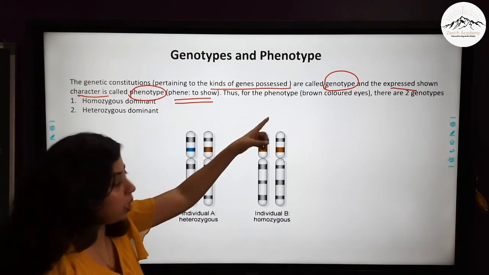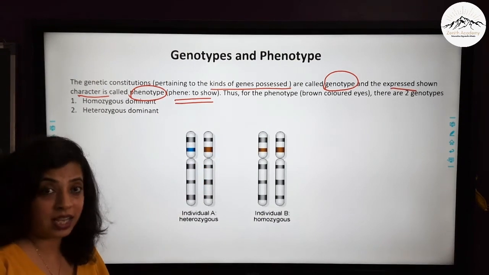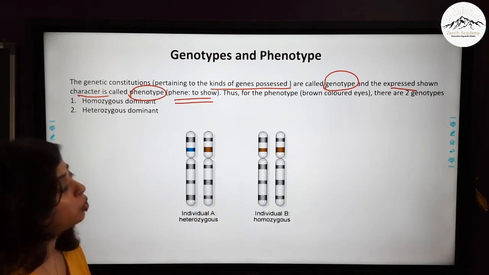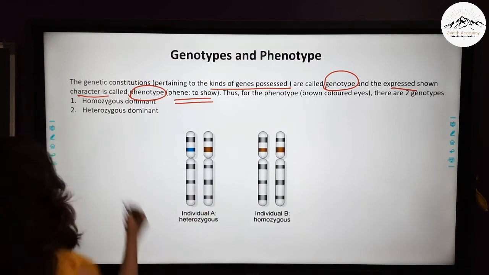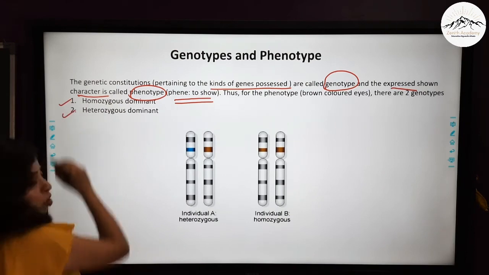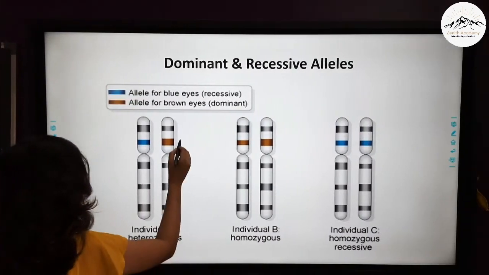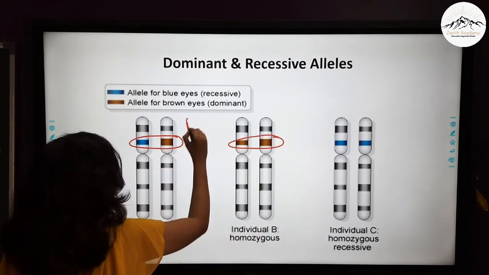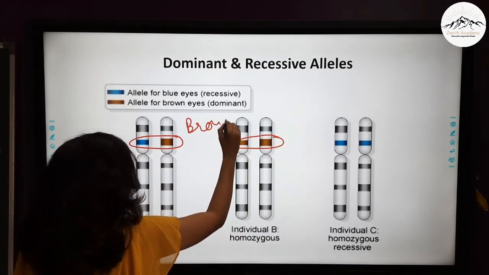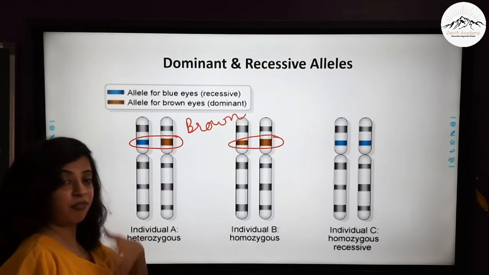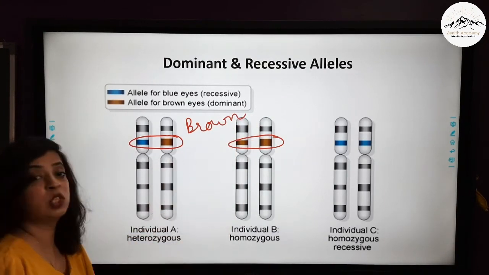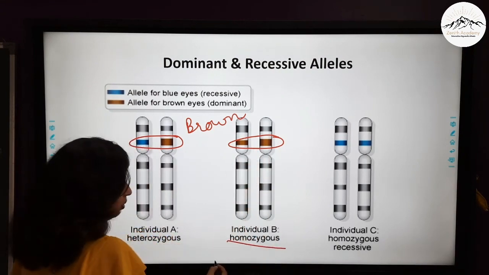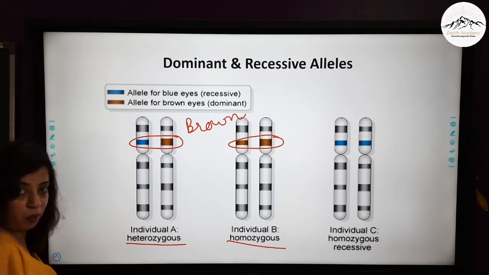Now for the phenotype, what was the phenotype? Brown colored eyes. So for brown colored eyes there are two genotypes, homozygous dominant and heterozygous dominant. Here we can see which were the brown eyes, this one and this one. So brown color is the phenotype because we are seeing it. For brown eyes, what were the genotypes? The homozygous dominant and heterozygous dominant.